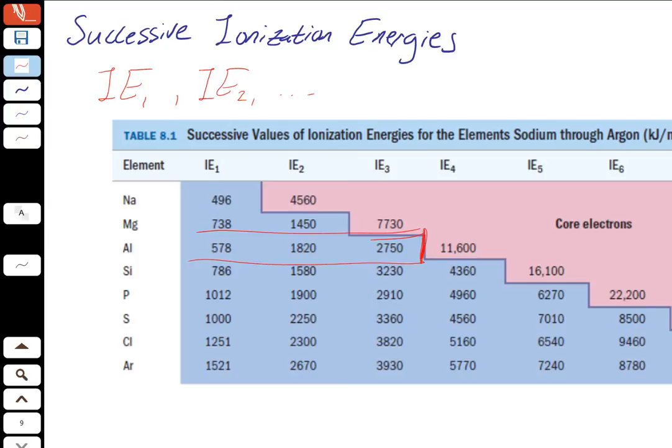And that's because now you're removing a core electron. We know those are less shielded, they're more highly attracted to the nucleus, they're closer in. So removing the core electrons requires a whole lot more energy. And so that's what we see there.